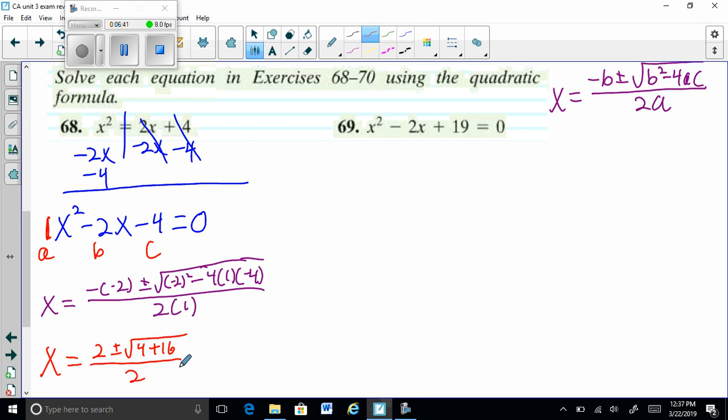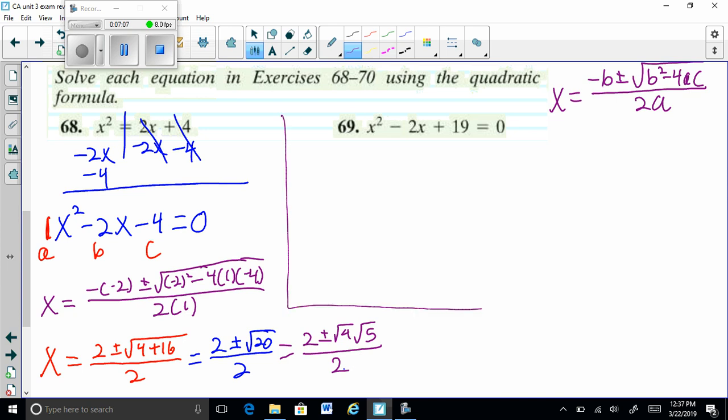Okay. So then what we can do here is get this to be the square root of 20 all over 2. And then the square root of 20, we can break up into the square root of 4 times the square root of 5, all over 2. I'm going to have to take up a little bit of area over here. I think we'll be okay, though. So I can go ahead and square root the 4. So I'm going to get 2 plus or minus 2 square roots of 5, all divided by 2.